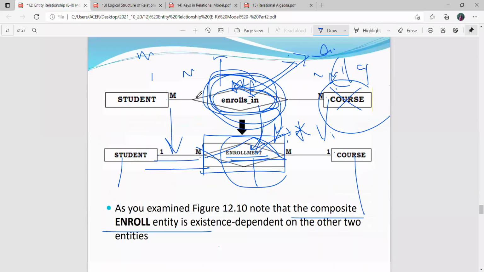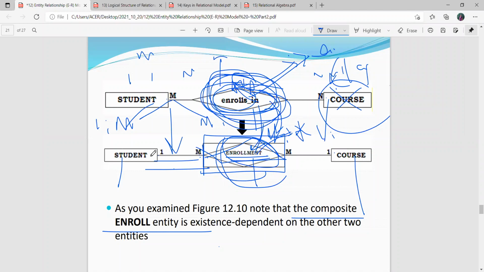So in this case, this M to N can be divided into one to many and many to one. To create this relationship, it is needed to depict it by using a composite entity. You can see the composite entity is enrollment. When we consider that, a student can enroll in many courses, and one course has many students. So this is many to many. Then this is the enrollment.